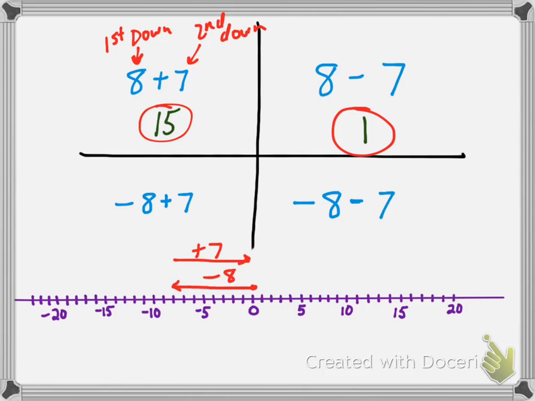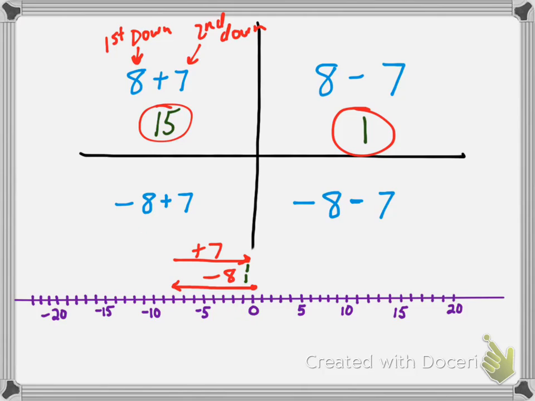Let me see if I can zoom in here. Let me do this in green. Let me try green again. Right there. So here we have -1 is where we end up. So -1 is the right answer.